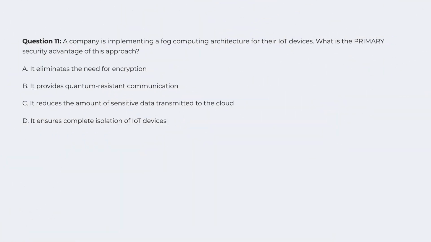Question 11. A company is implementing a fog computing architecture for their IoT devices. What is the primary security advantage of this approach? A. It eliminates the need for encryption. B. It provides quantum-resistant communication. C. It reduces the amount of sensitive data transmitted to the cloud. D. It ensures complete isolation of IoT devices.